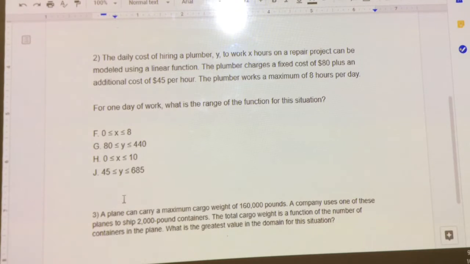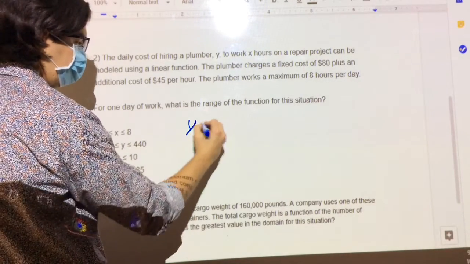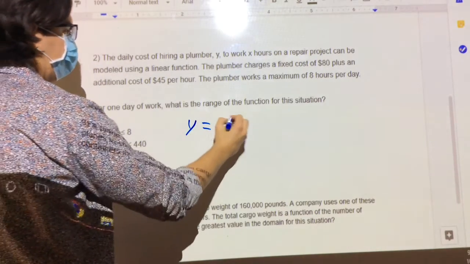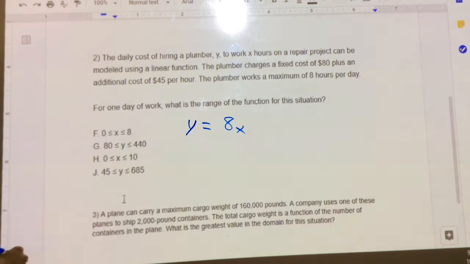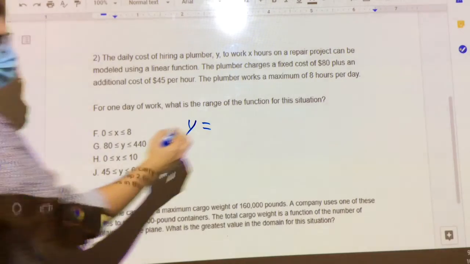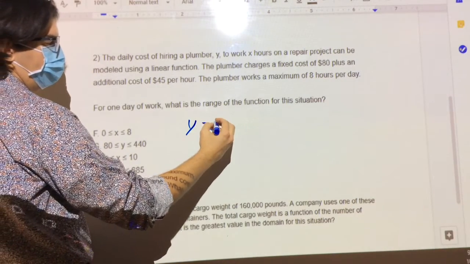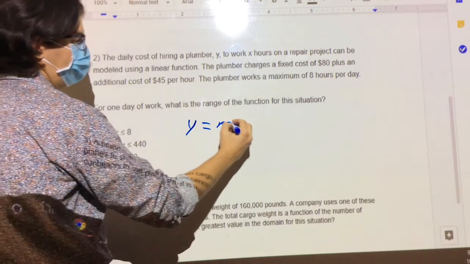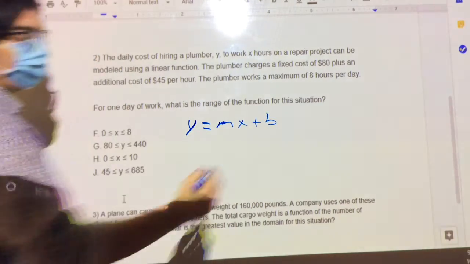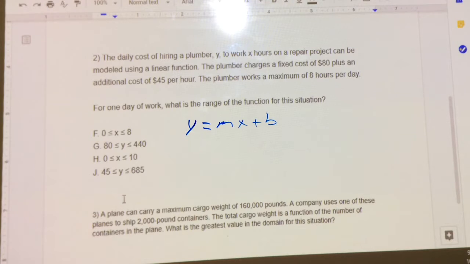Carter, put it in slope-intercept form for me. So y equals 8x. Thank you for trying, Carter. I appreciate that. Let's see. Hayden, give it to me. Y equals mx plus 80. That's the formula I'm looking for, yes. So you're not wrong, but I want it to be specific to this problem. Brian, give it a shot.